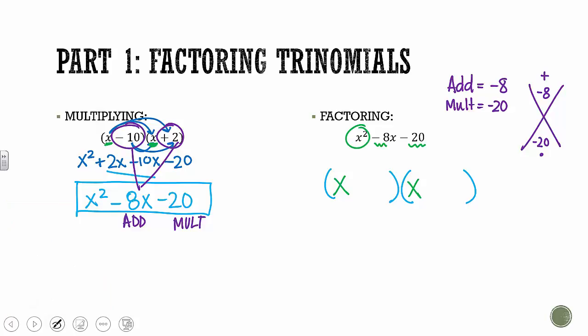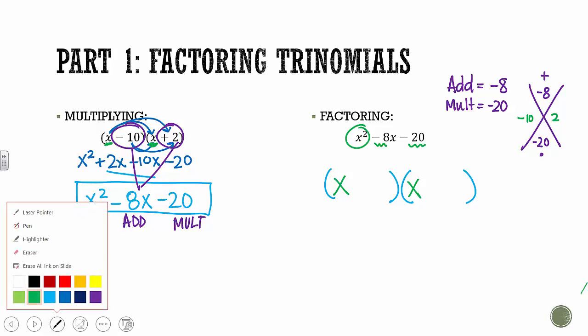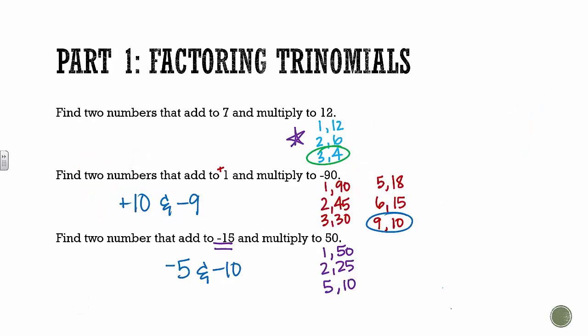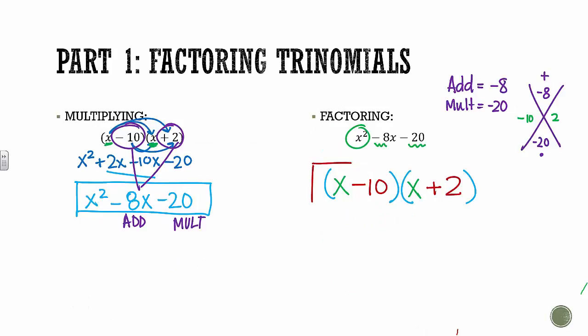So you'll see this a lot when I do problems, but the two numbers that do this are going to be the -10 and the +2. And then those two numbers are going to be what goes in these parentheses here. And it doesn't matter what order you put them in, the -10 first or the +2 first, because we're multiplying. We'll eventually get the same answer. But this right here is the factored form of this guy right here.